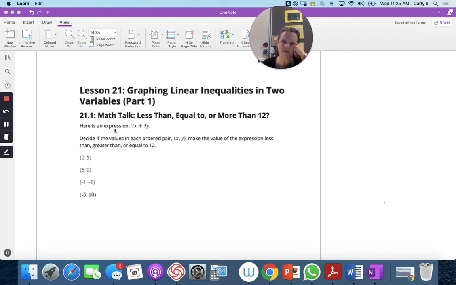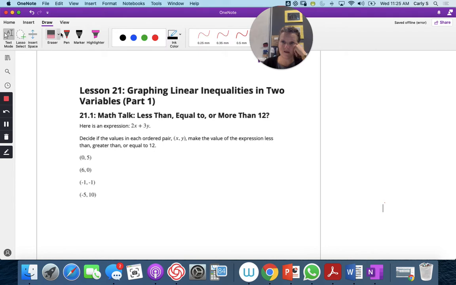All right, lesson 21, graphing linear inequalities in two variables. So what we've been doing so far in the inequality part of this lesson is talking about inequalities in one variable, like 3x is greater than 12. Therefore, x has to be greater than 4 to make that a true statement. That's one variable because there's only one variable there. Now we have two variables, which is like x and y.